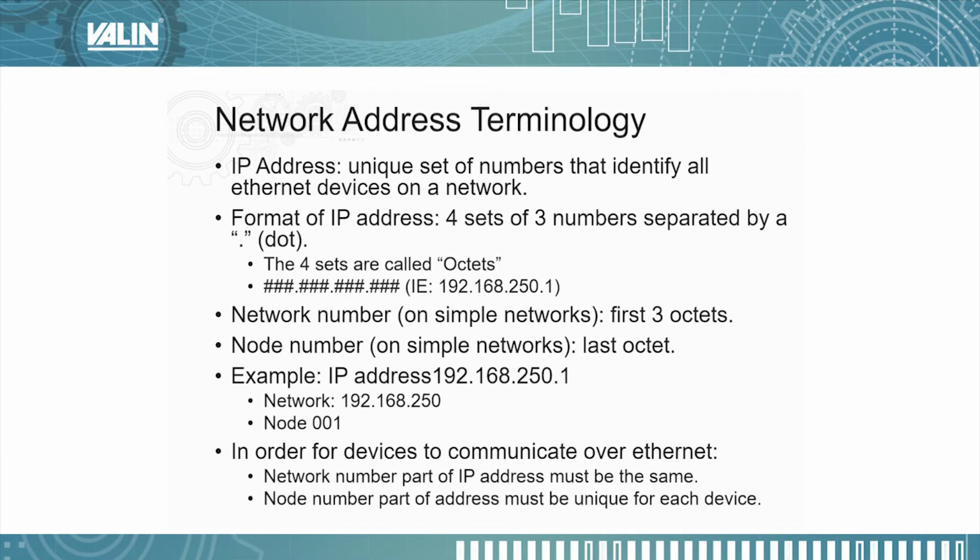In order for devices to communicate over Ethernet, the network number part of the IP address has to be the same. These are simple networks. There are exceptions to that, and you can get into more complex networks that will allow you to have larger node numbers or larger numbers of nodes. But we aren't going to talk about that now. The node number part of the address must be unique for each device.